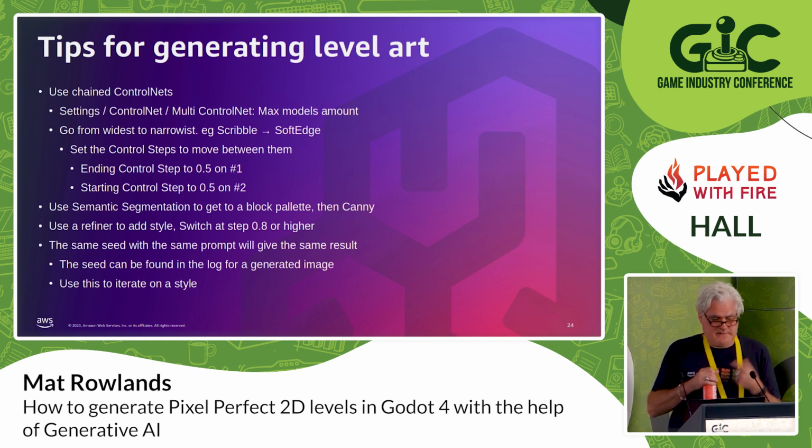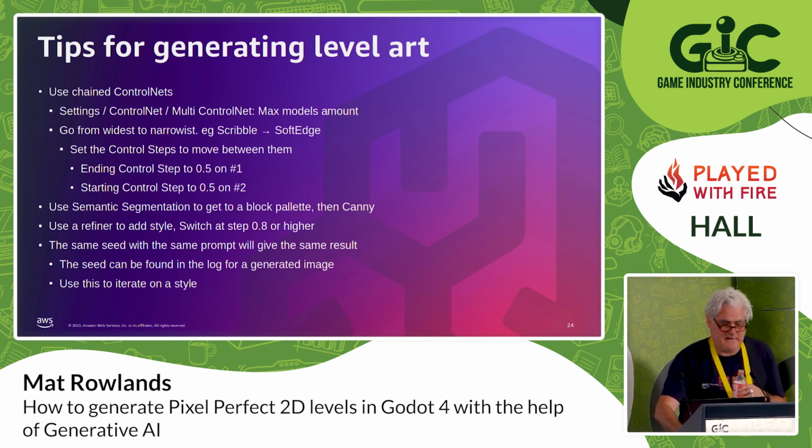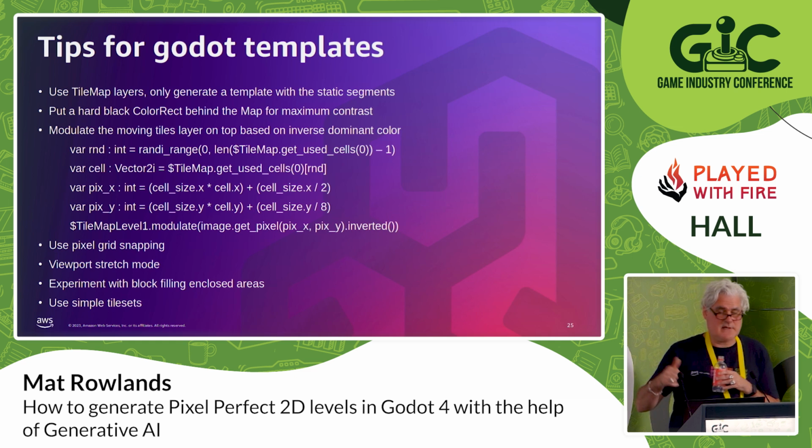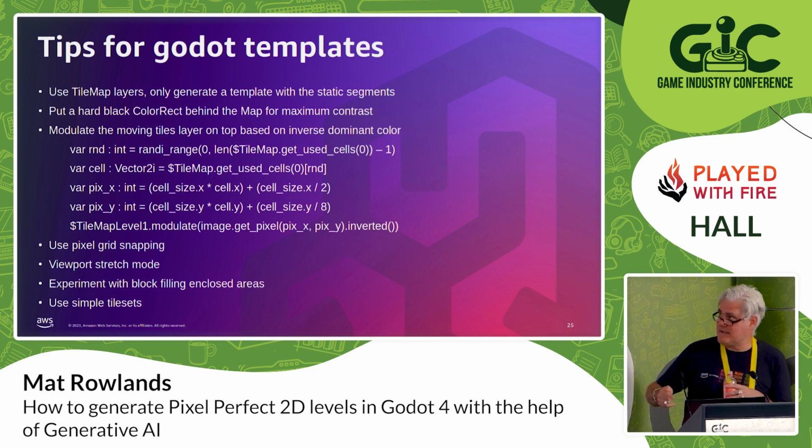Same seed, same prompt. This is super important, gives the same result. And you saw where to find the seed. For generating templates, use TileMap layers. I can't say this enough, like the static stuff, put it in the background layer on the TileMap. And only generate a template with the static segments, not any of the moving stuff. Put a hard black background of a color X or anything like that.